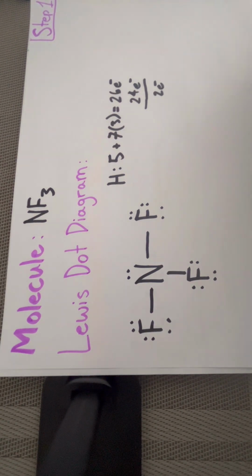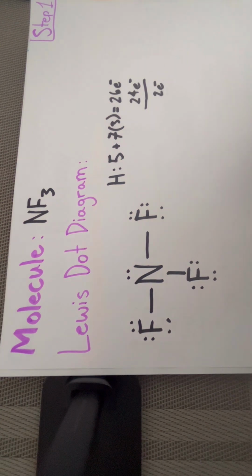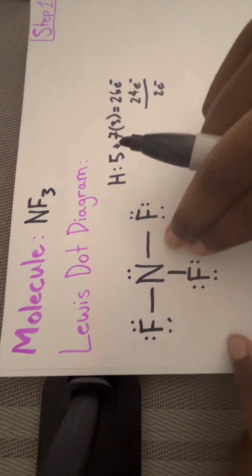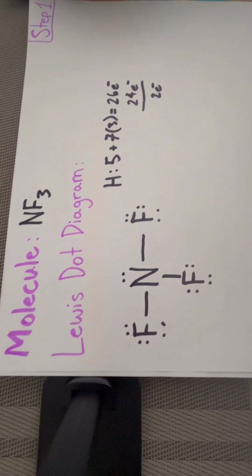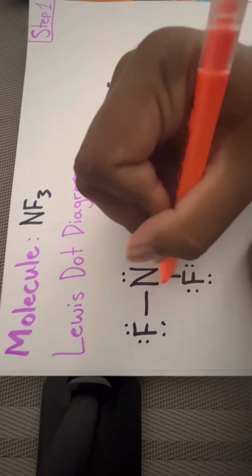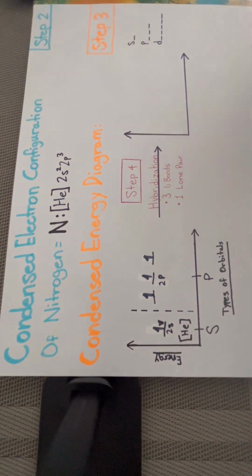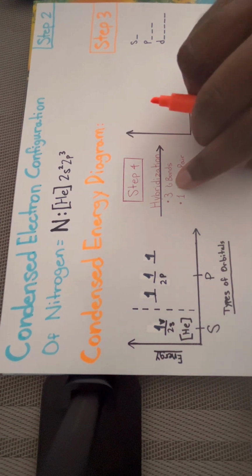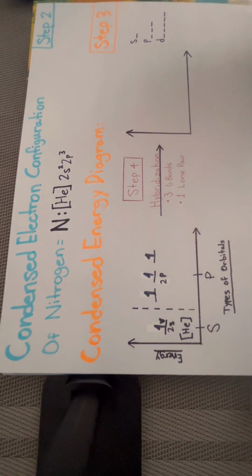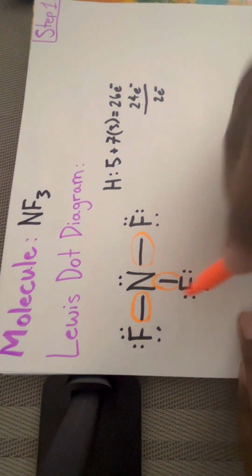In our Lewis dot diagram, we have these 3 bonds here. These are called single bonds. That's what they're commonly referred to, but they are actually called sigma bonds. And we have 3 of them. So here's 1, 2, and 3. That's why we have 3 sigma. This is the symbol for sigma. 3 sigma bonds. And we also have 1 lone pair, which is sitting on our central atom, nitrogen.